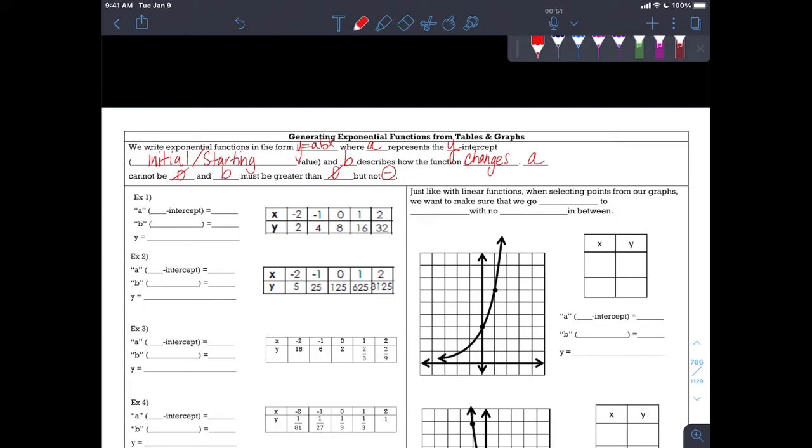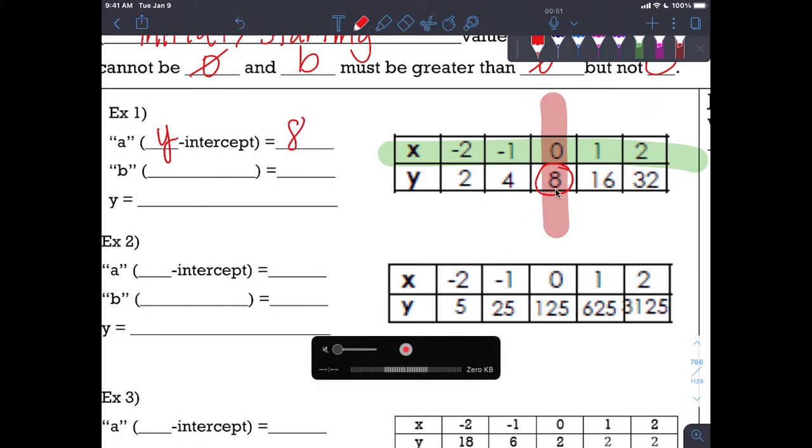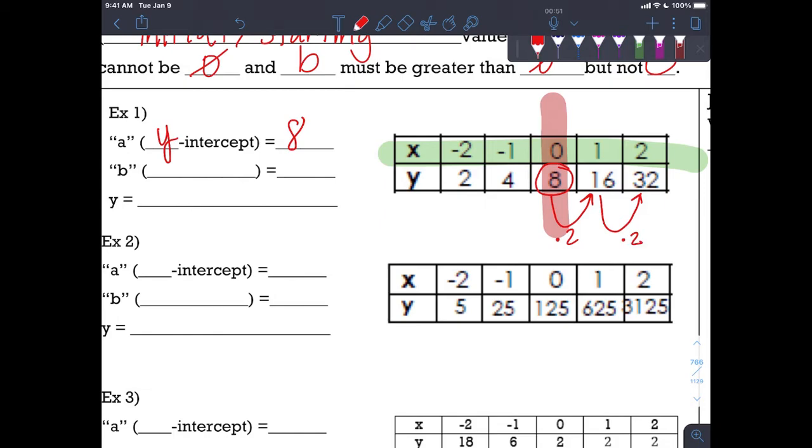All right. So let's go ahead and take a look at the first example. Always, the very first thing I do is look at my x values. I am looking to see where x is equal to 0. I found it. This is my y-intercept, 8. Now, from this y-intercept, I ask myself, how do I get from 0 to 1? Multiply by 2. Multiply by 2. And that seems to fit the entire way down. My b value is 2. Therefore, my equation is y equals 8 times 2 to the power of x.